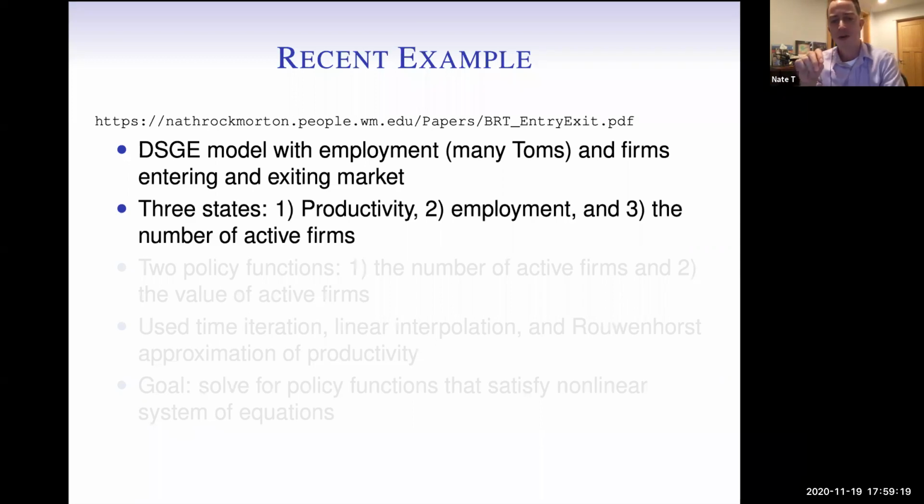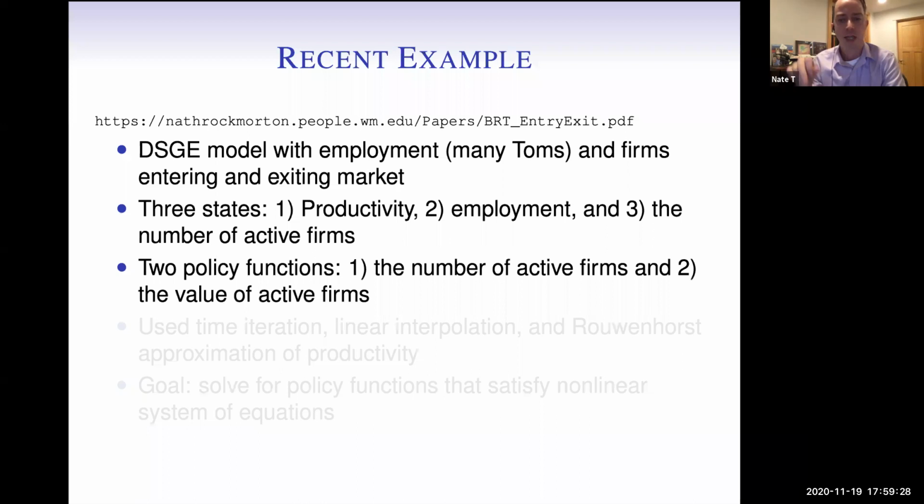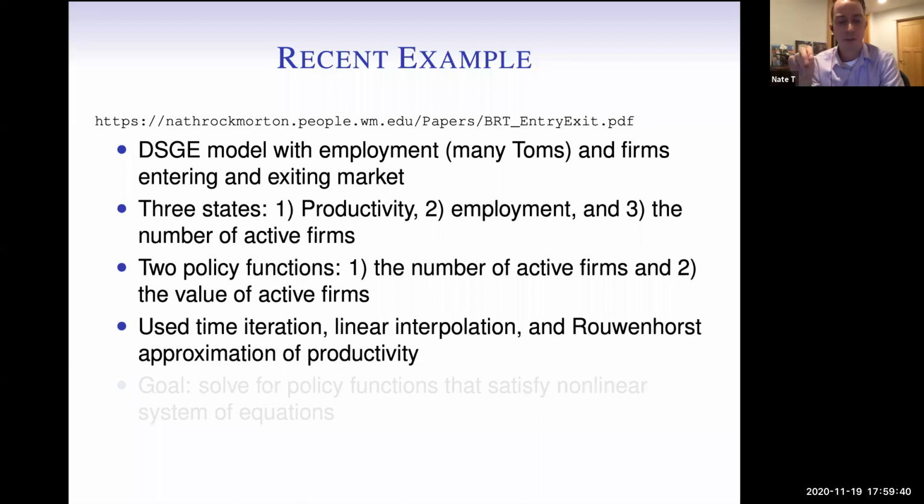There are a bunch of state variables. I've got productivity, just like the last example. I've got employment as a state, and I've got the number of firms producing as a state as well. And I've got two policy functions I'm solving for numerically: the number of active firms and the value of these active firms in terms of profits, basically. So I use a very simple numerical algorithm to solve this problem.